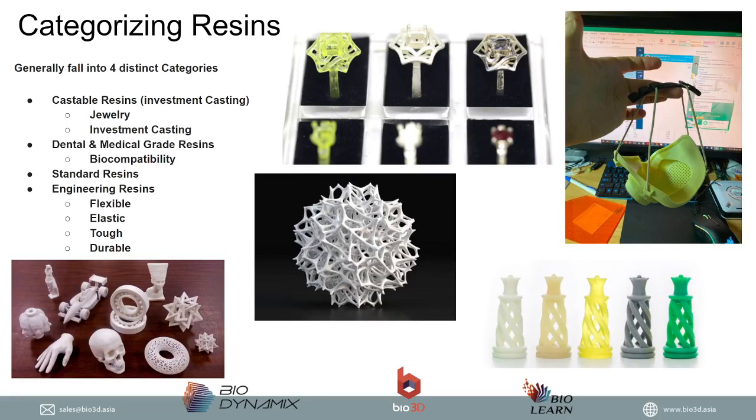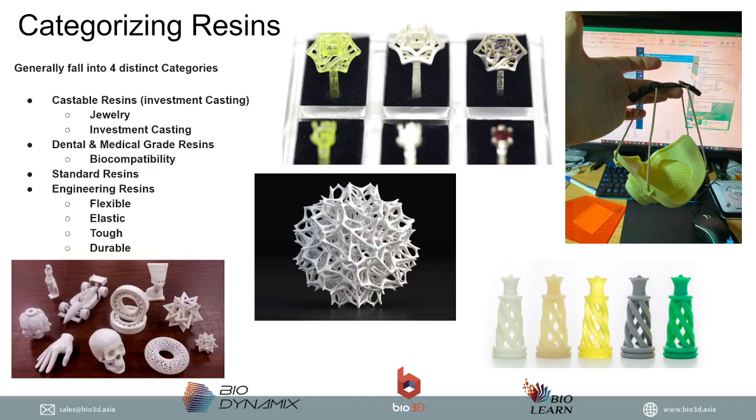So let's look at categorizing resins. This is a categorizing of resins that I've put together and created, because a lot of these resins are interchangeable between the different industries and different uses. Over here, I've broken it down into 4 distinct categories. First, you have the castable resins, then you have the dental and medical grade resins, standard resins, and then the engineering resins. So it's very possible that you can use dental and medical grade resins in engineering resins, if they've got the right sort of properties, the criteria that we just spoke about.